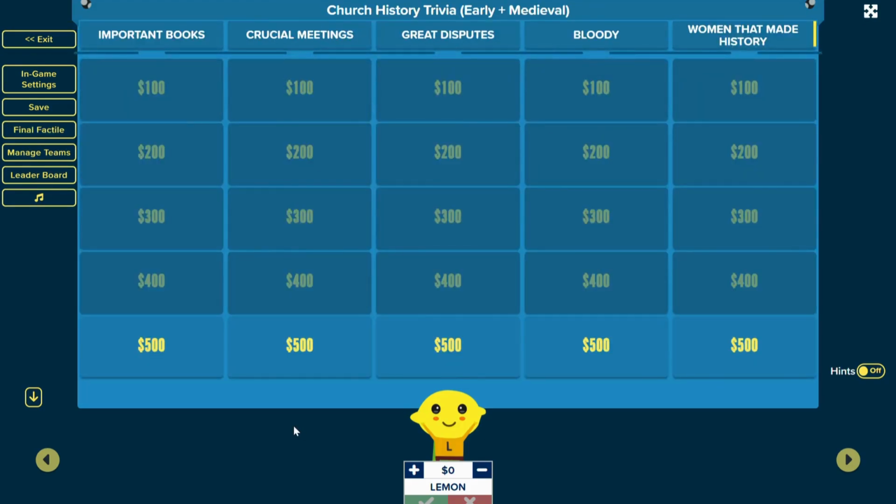Okay, round 4 is done for the final round, guys. So 500, if you get it right, 500 up. If you get it wrong, 500 down. These can really make and break your entire tally. But let's go. Important books for 500.